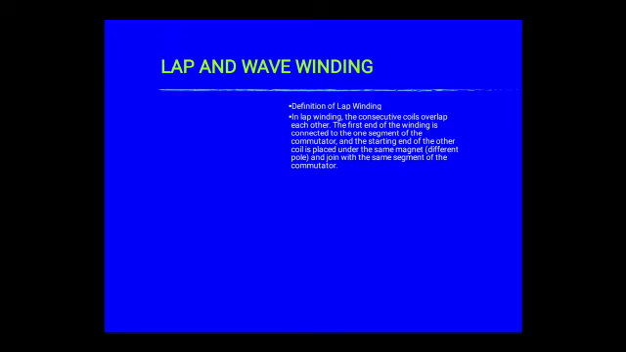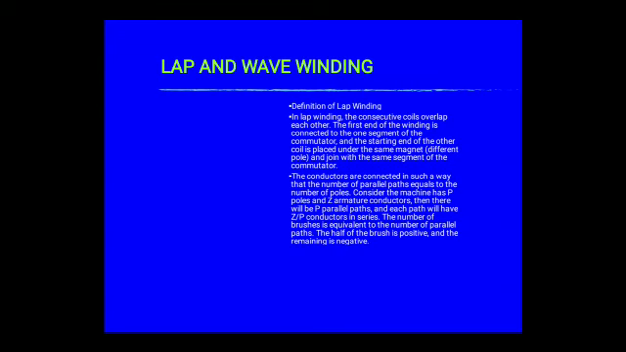Now, there are various types of winding in a DC generator. These are known as lap winding and wave winding. The first one is the lap winding. In lap winding, the consecutive coils overlap each other. The first end of the winding is connected to one segment of the commutator, and the starting end of the other coil is placed under the same magnet and joined with the same segment of the commutator. This is the lap winding.